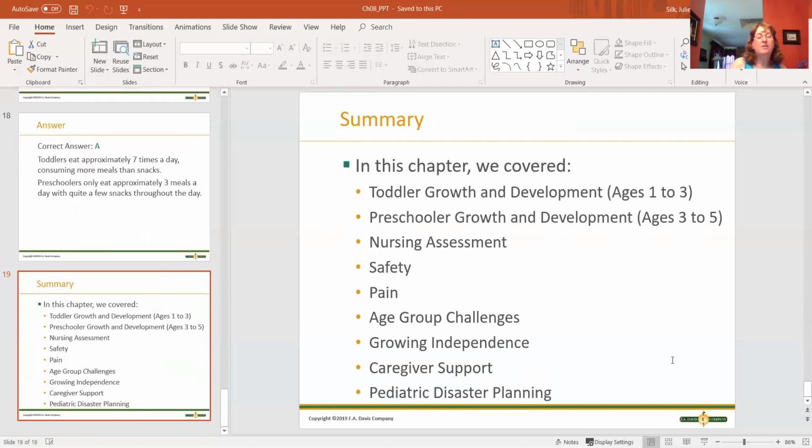All right, so again, in this chapter, we went over quite a few things. We talked about some of the milestones that they meet as a toddler and a preschooler with their development and some of the things that they do. We talked a little bit about safety and about pain, caregiver support, and some disaster planning.